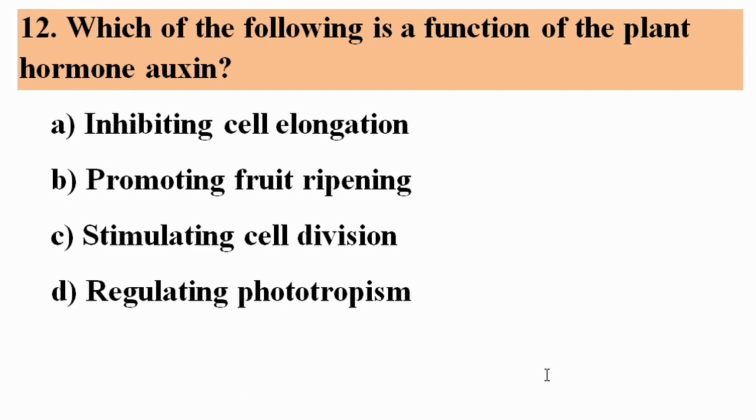Which of the following is the function of the plant hormone auxin? The right option is delta, regulating phototropism.